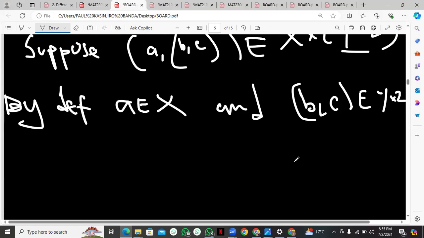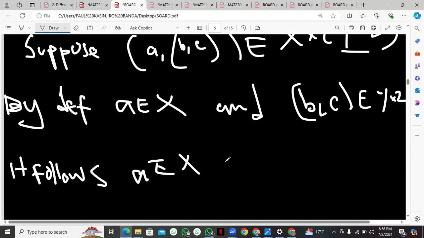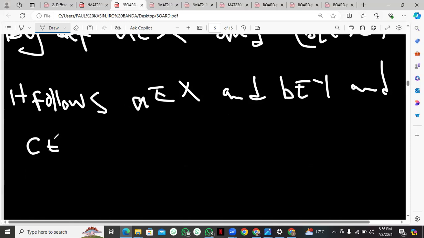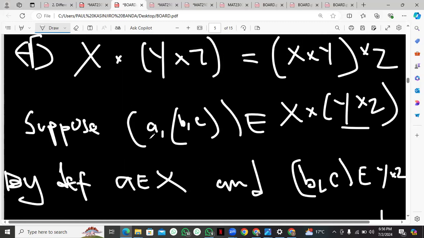Then from this, it follows that A is still a member of this X, and then, since we also have a Cartesian product here, we can actually separate the set and say that my B is a member of Y, and my C is a member of Z. So that's what follows. So here we started with what? What did we start with?